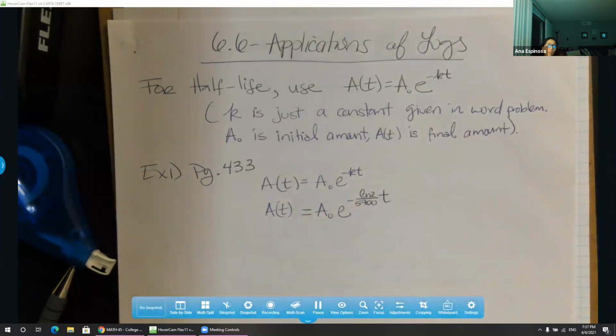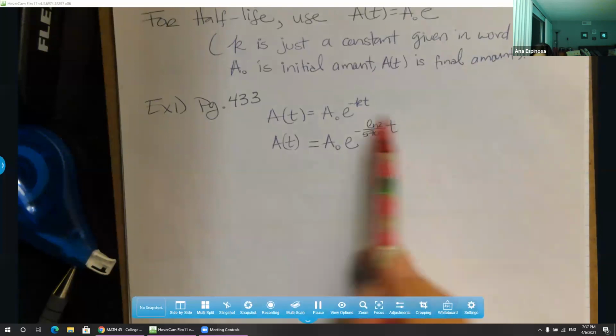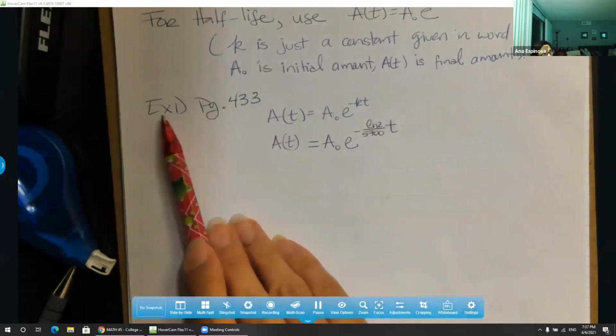Okay, so if you're looking at some kind of example that is talking about carbon, and carbon decays 4,000 years, and the half-life of 4,000 years means that it took 4,000 years to reach half of its mass. That's what half-life is. So according to whatever problems you have, you're just going to have to plug in what they give you. For page 433, example 1.